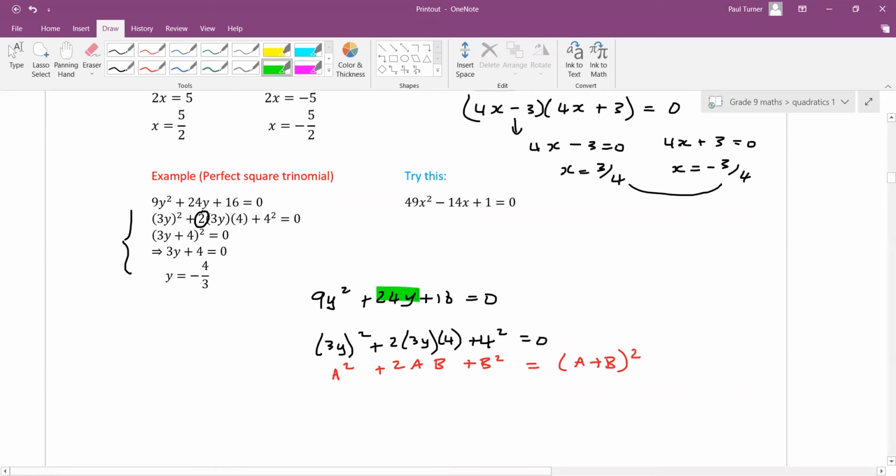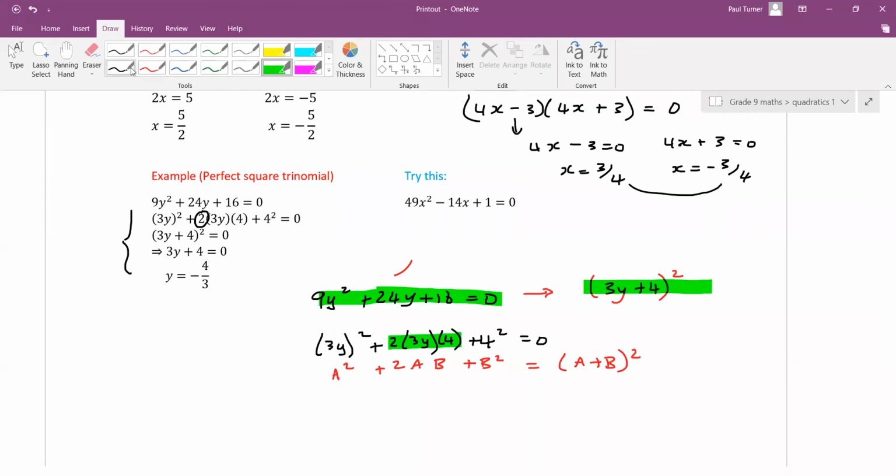And then we just check this middle term here. So we've got 2 3s are 6, 6 4s are 24. So this is all okay, which means that we can write that as 3y plus 4 all squared. This is the same thing. So this here and this here are equal. Let's put a 0 on there. So when you get down to that term, down to here, there's only going to be one answer.